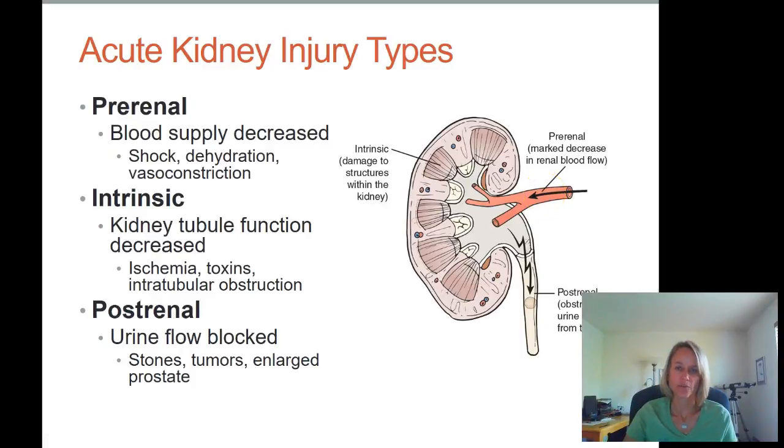Intrinsic is when we have damage to structures within the kidneys that leads to decreased tubule function. And this can be caused by ischemia. And ischemia could be caused due to a pre-renal failure. It could be caused by toxins or intratubular obstruction. Post-renal injury occurs when the urine outflow from the kidney is blocked. And this could occur with stones, tumors, or an enlarged prostate.